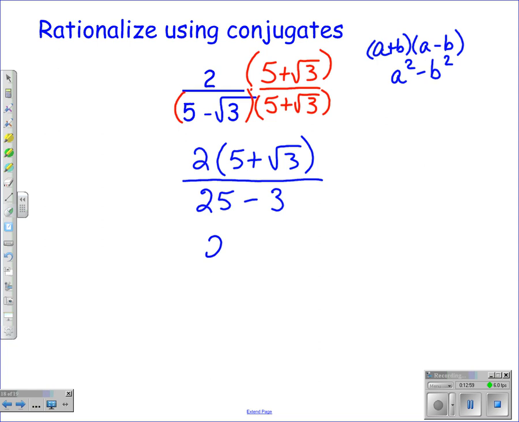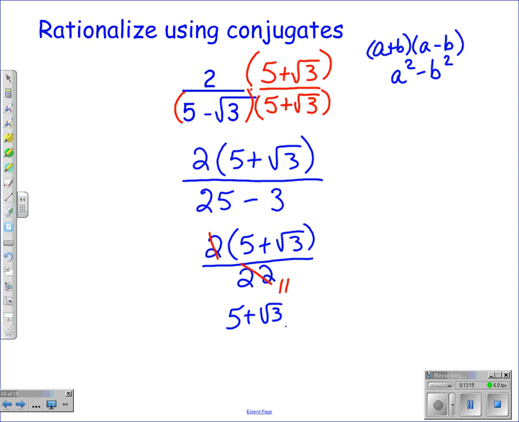And as we simplify then, you'll have 2 times 5 plus the square root of 3 all over 22. Please notice I can cancel between my numerator and my denominator. I'll have 11 down here, and that will give us 5 plus the square root of 3 all over 11. And this is in radical form. We don't want to put that into a decimal. Leave it just as it is.